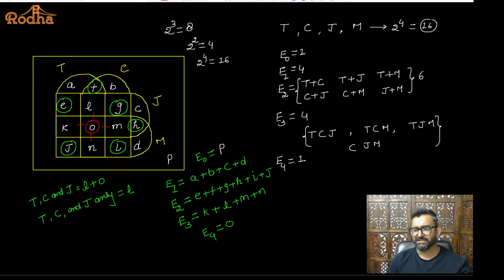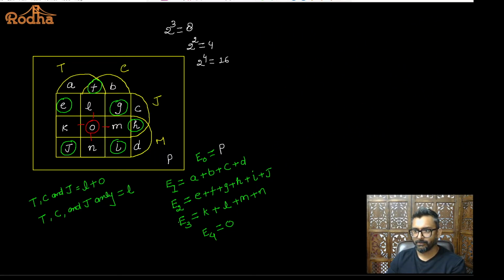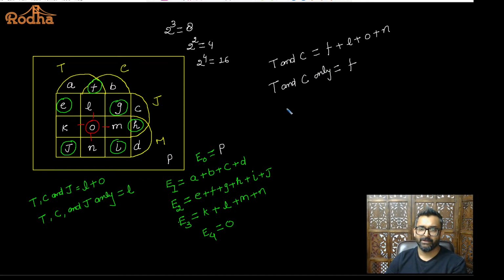If I ask you a couple of questions, अच्छा ही बताओ, how many people like tea and coffee? F plus L plus O plus N. Had it been tea and coffee only, तो आंसर क्या होता है? F. Had been tea and coffee but not juice, तो आंसर क्या होता है? L plus O.